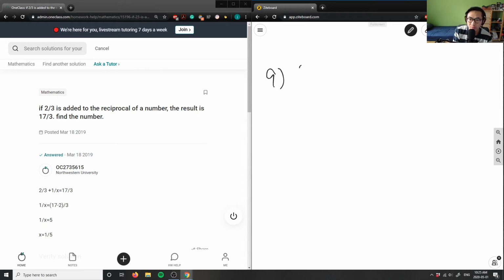So if 2/3 is added to a reciprocal of a number, the result is 17/3. So it equals 17/3. Find the number. So when we talk about reciprocal of a number, what does that mean?